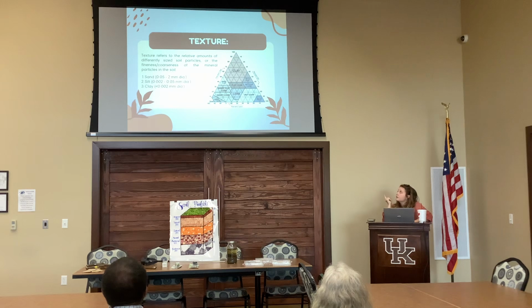This triangle here, the soil texture triangle, helps tremendously if you're trying to figure out what kind of soil texture you have, because that's also going to affect if you're spraying any kind of chemical or applying any kind of fertilizer. Your soil texture could affect how well that's actually going to work.